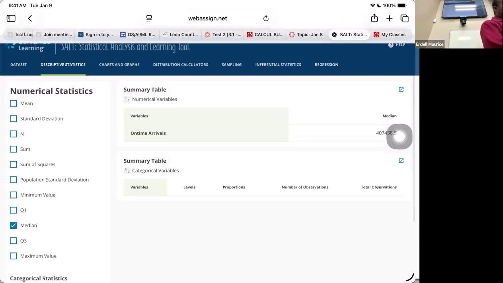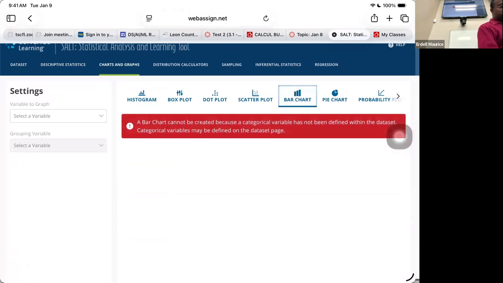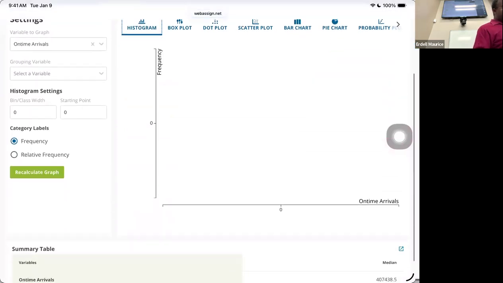It can draw your histograms for you. And this one right here, charts and graphs. You click on your charts and graphs right here. Okay, bar chart, no problem. Oh, I got to select one first. On time. There we go. It will draw the histogram for you.